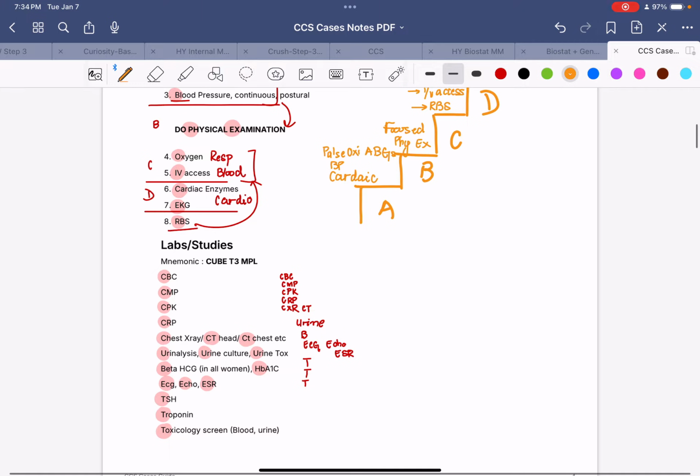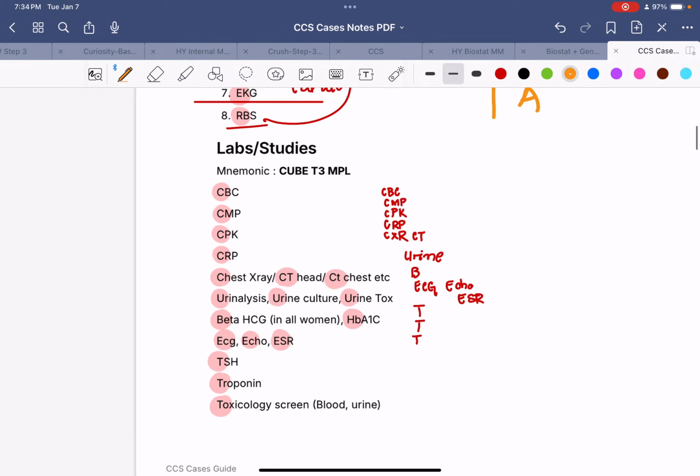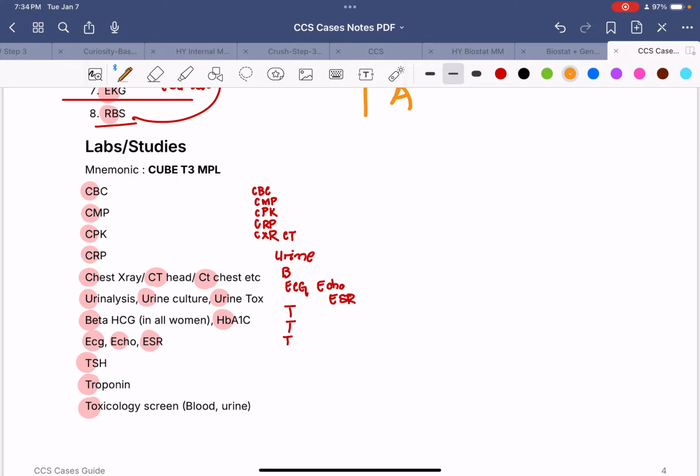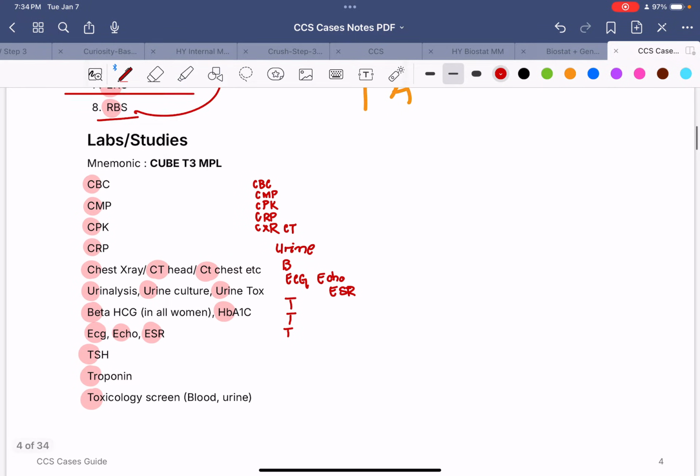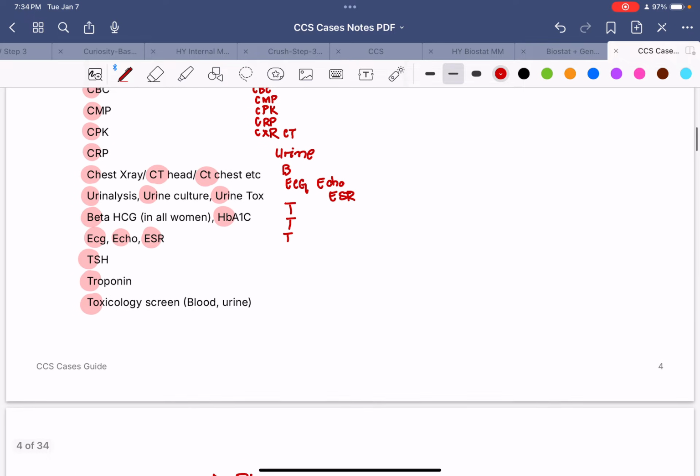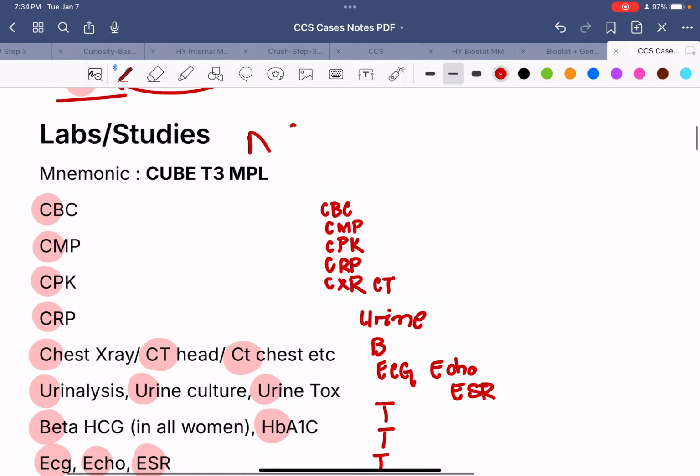Next come the lab studies. For the general lab studies, in case you don't remember what to do specifically in any situation, you can just write these lab studies on a piece of paper or memorize them, and then pick and choose from these according to your particular patient and his symptoms, right? They can be memorized in the form of a mnemonic: cube, T3, MPL. And MPL, I actually remember it with the mnemonic like maple, right? So A and E are silent, and then MPL, and then cube T3.